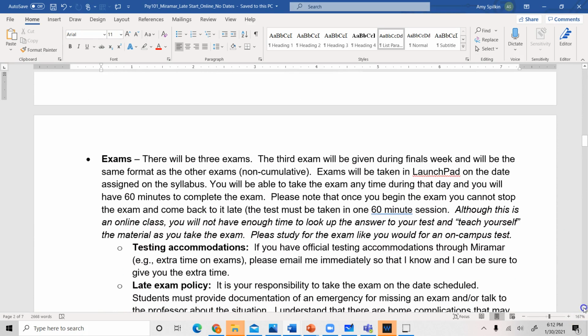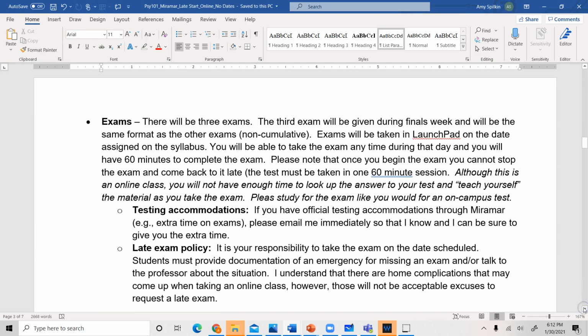We have 3 exams. The third exam will be given during finals week. It'll be the same format as the other exams, meaning it's not cumulative.